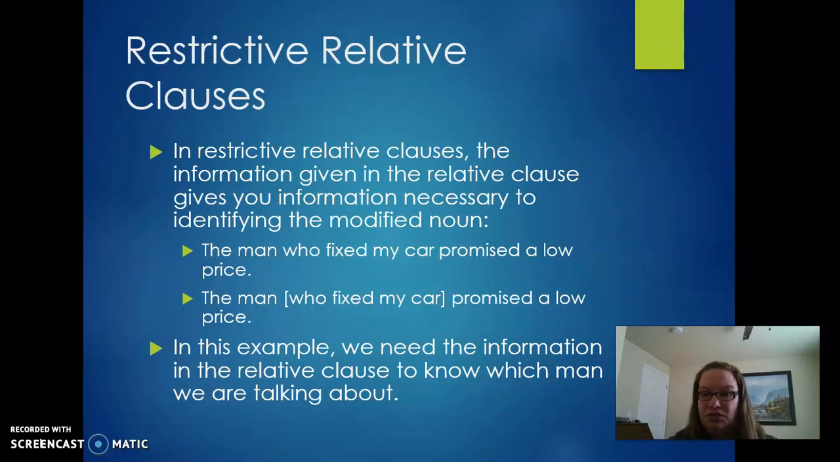In restrictive clauses, the information given is necessary to modify the noun. So, the man who fixed my car promised a low price. Who fixed my car is necessary to help us understand who the man is. If we don't have that information, then we don't know who the man is or why a man promised you a low price, right? So we need that information to narrow down who the noun phrase is that we're talking about.